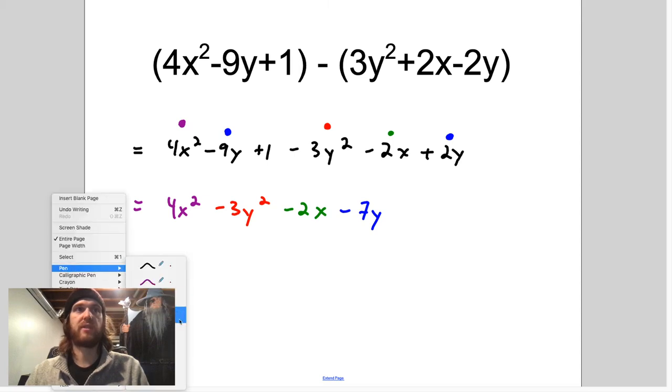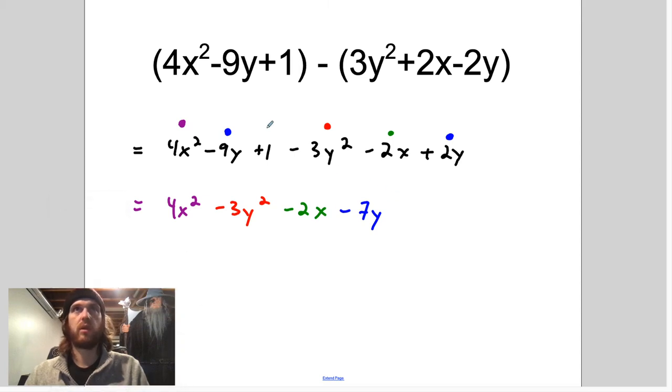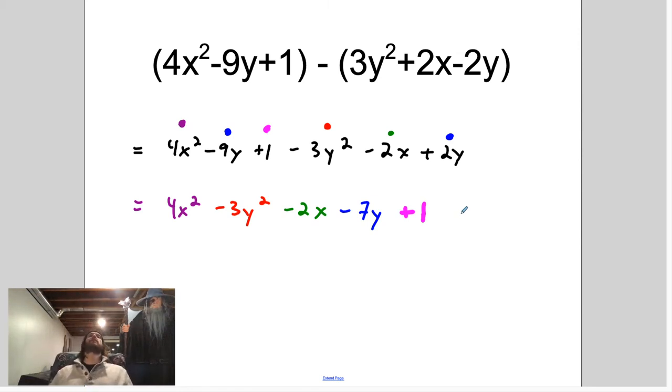And then lastly, we just have this lone plus 1. It's like an exclamation mark. Okay, so we only had to combine two like terms there. We have subtracted the polynomials successfully.